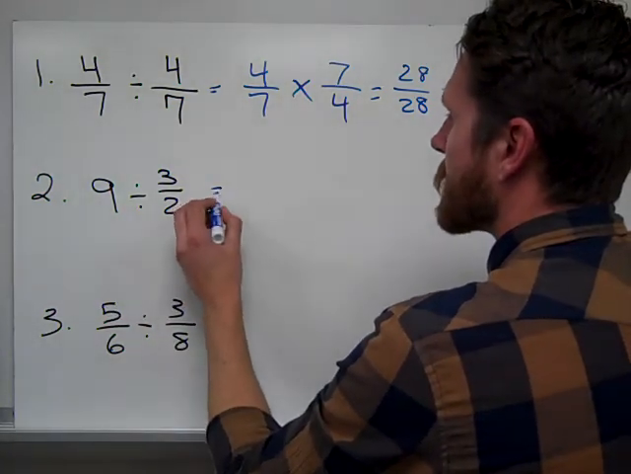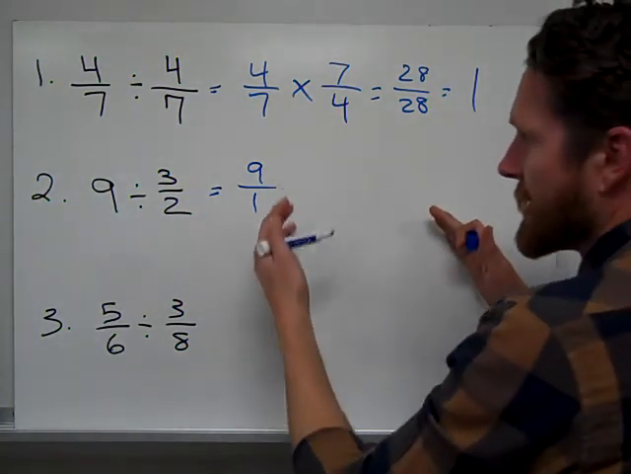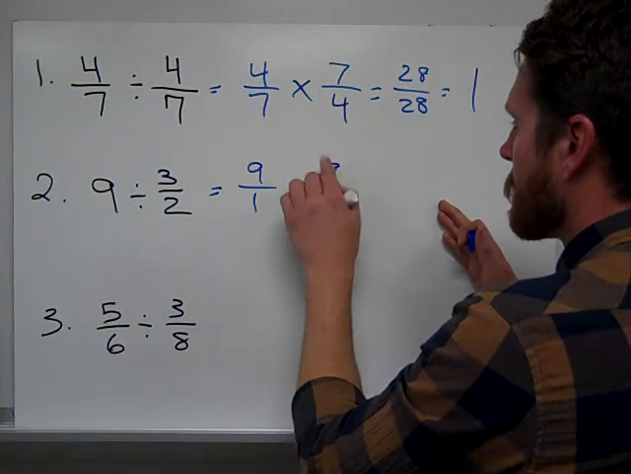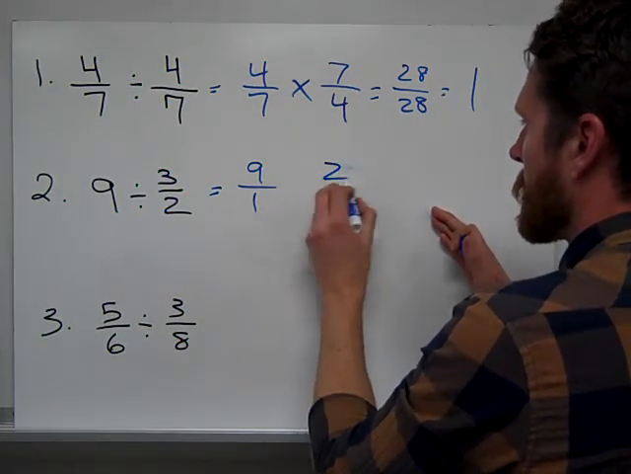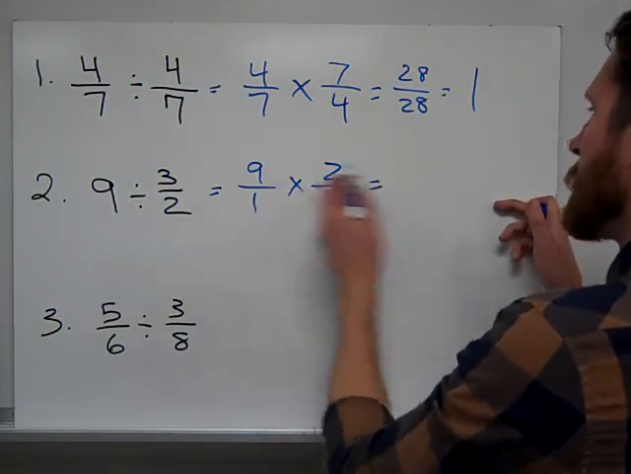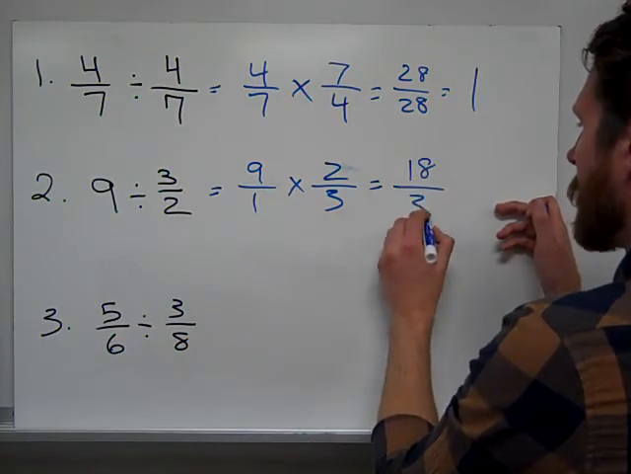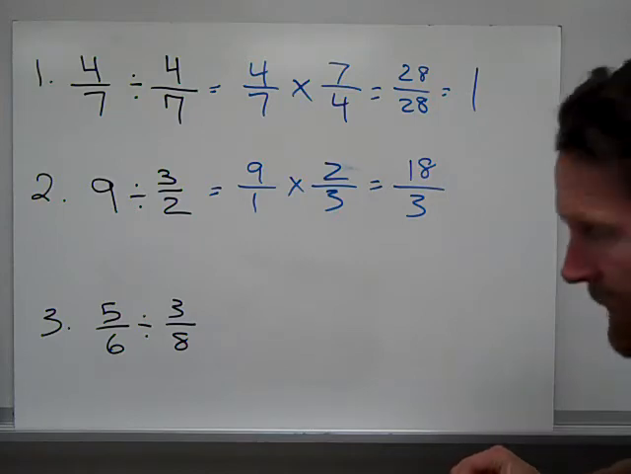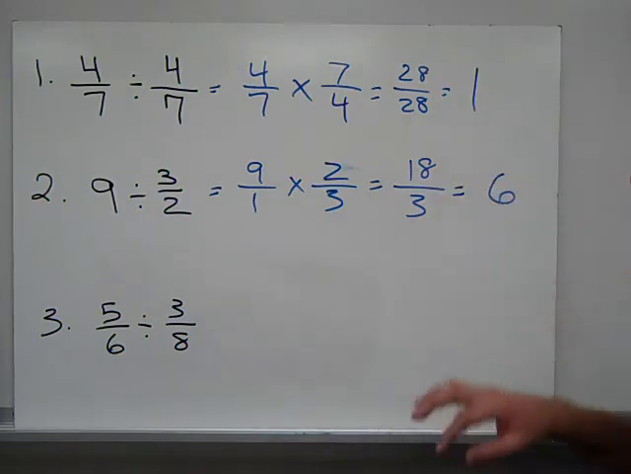Alright, first fraction stays the same. Well, it's not a fraction, it's a whole number, but I'm going to make it into a fraction, so it's 9 over 1. Second fraction, reciprocal. Division turns to multiplication. Multiply. 9 times 2, 18 thirds. 3 times something equals 18. 6 times 3 equals 18.